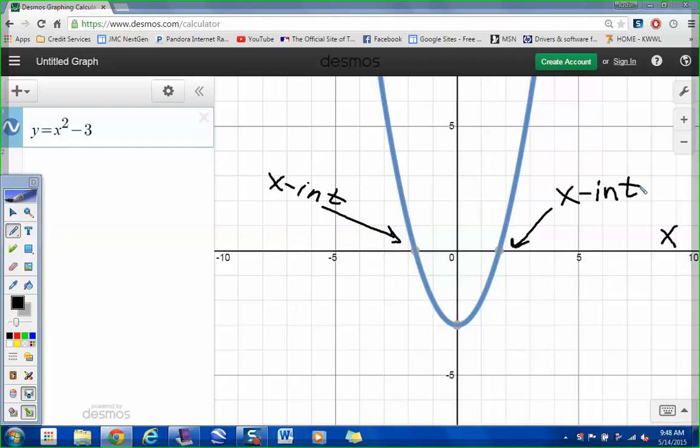Okay, what do you think we're going to call this point down here, guys, then? Y-intercept. That's the y-intercept. Isn't this the point where the graph crosses the y-axis right here? Okay, so we're kind of looking for a y-intercept.